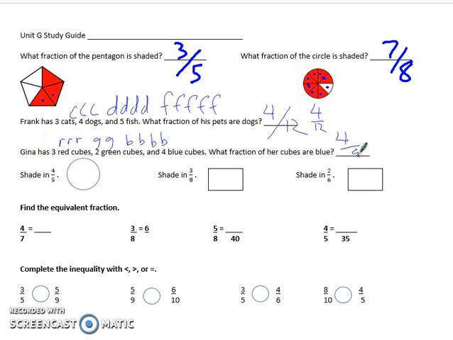Shade in 4 fifths. Remember, if it's a circle, I always got to cut in the middle. So this is the one that looks sort of like a starfish. And then I'm just shading in 4 of them. 1, 2, 3, 4. Doesn't matter which ones.